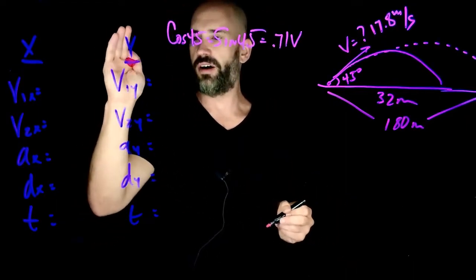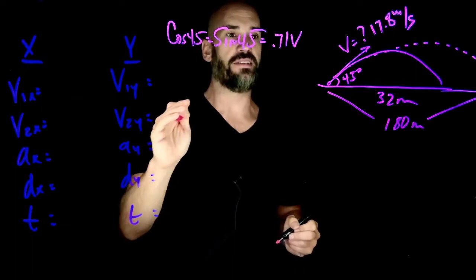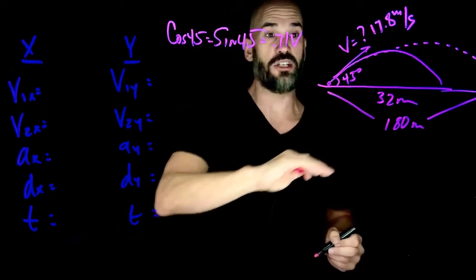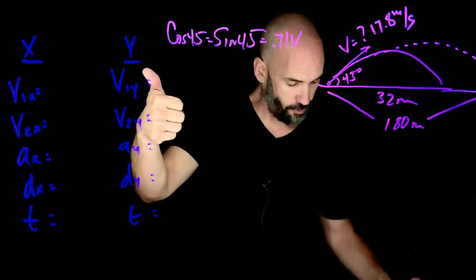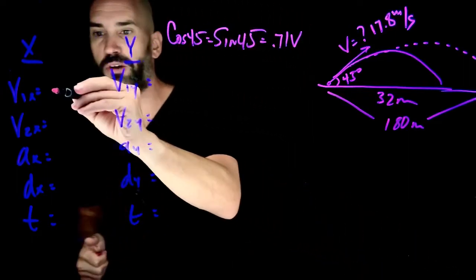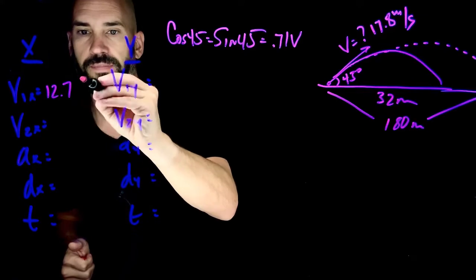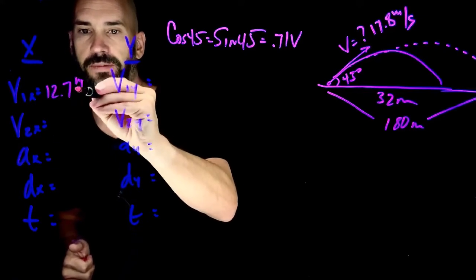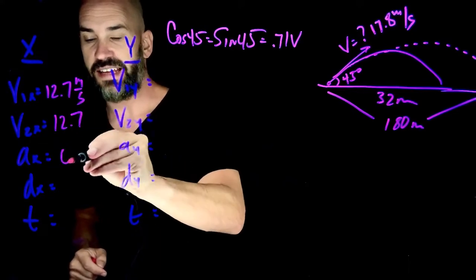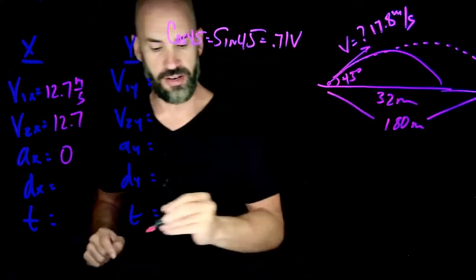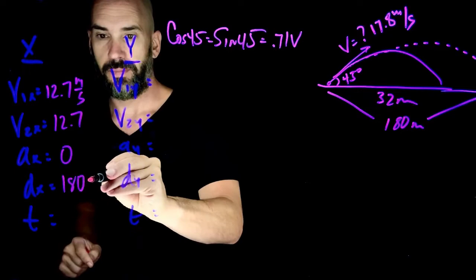What is our v1x? Well, our v1x is going to be the same angle, same launch speed. So this is going to be 17.8 cosine of 45, which I just get 12.7 for that. Okay? So that's 12.7 meters per second. It's got to stay the same, no acceleration in the x direction. That again is 0. And now we're going 180 meters on our drive.